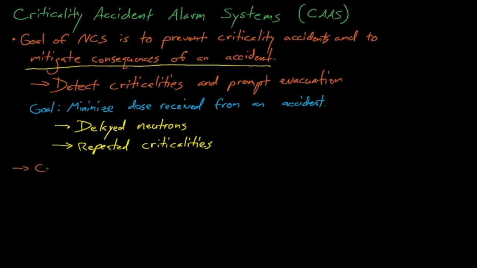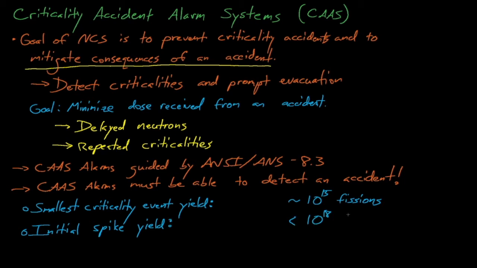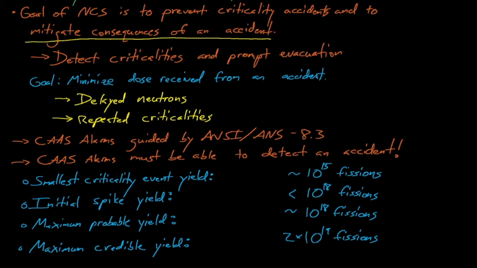The ANSI ANS 8.3 standard guides the design and use of CAAS alarms, and to be effective, CAAS alarms must be able to identify any credible critical excursions. The smallest criticality event yield is about 10^15 fissions, and the initial spike yield from a criticality accident will generally produce less than 10^18 fissions. The maximum probable yield from a criticality accident is also in the range of 10^18 fissions, and the maximum credible yield from a single supercritical excursion is around 2 times 10^19 fissions.